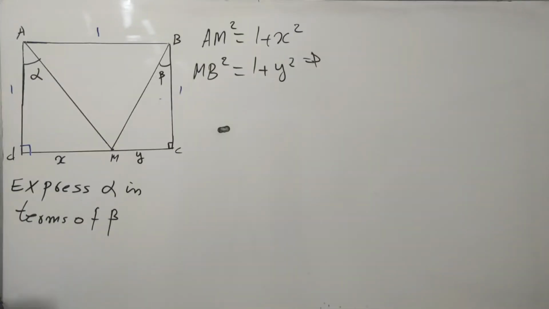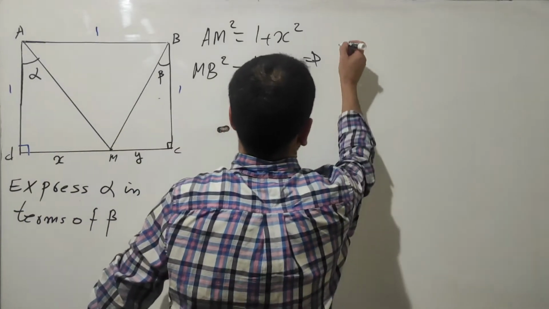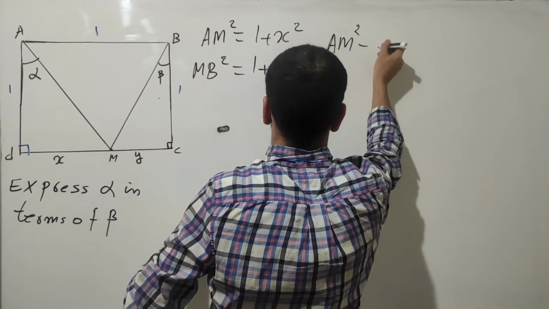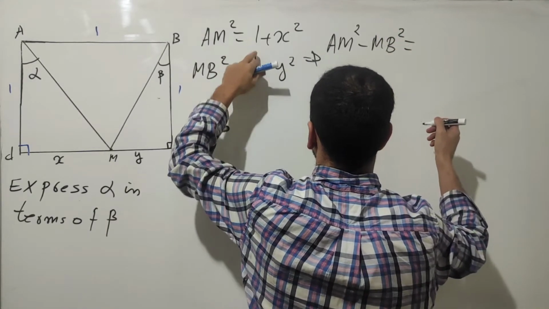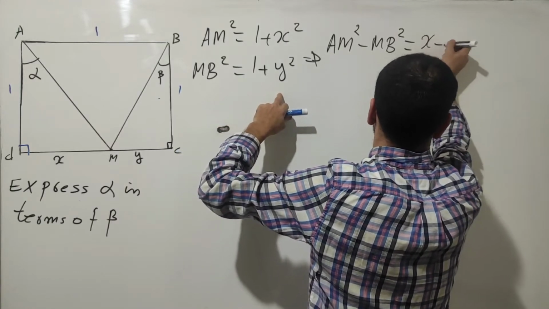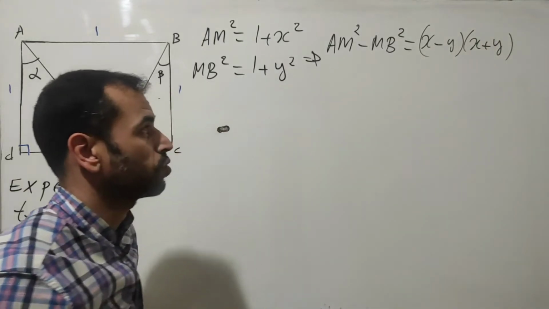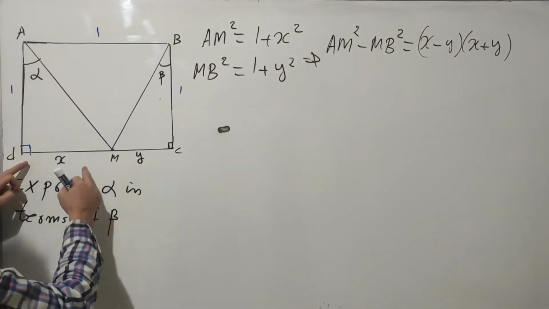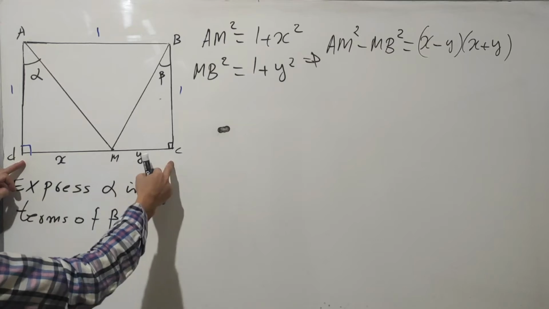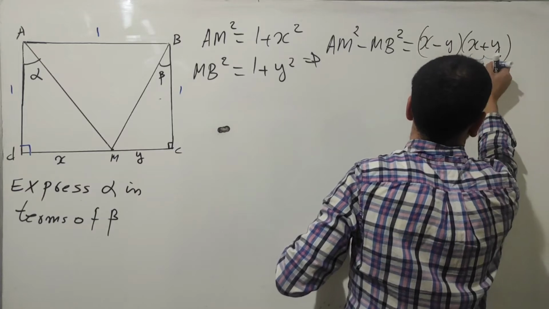The easiest way to combine the first and second equations is to take the difference, this one minus this one. So we get AM squared minus MB squared, which equals this one minus this one. The 1 cancels out, and I am left with the product (x minus y) times (x plus y), because we have a difference of two squares. Next, I replace x plus y with 1, because the sum of these distances equals 1, the length of the square.